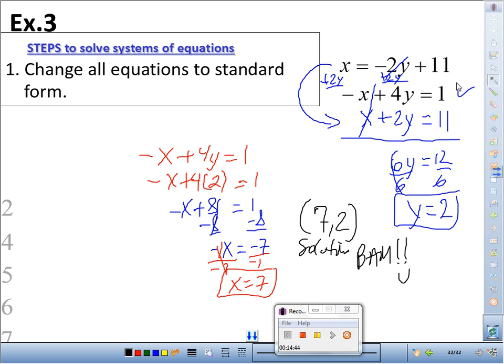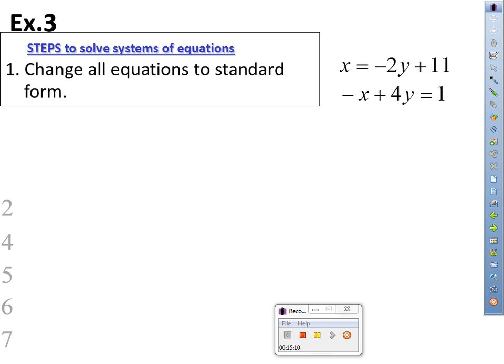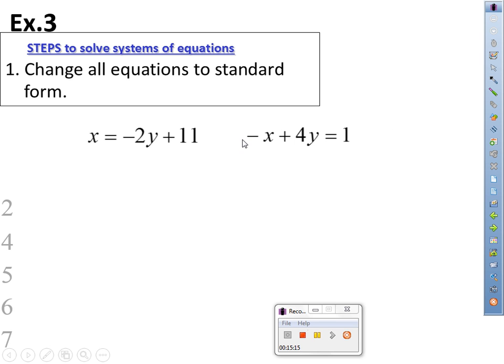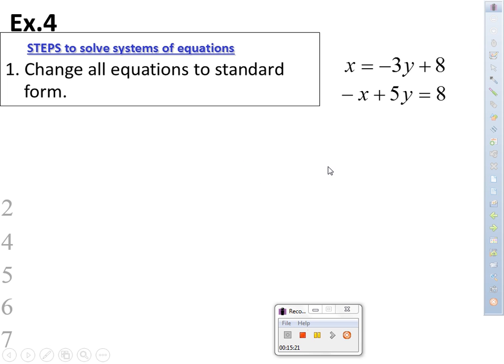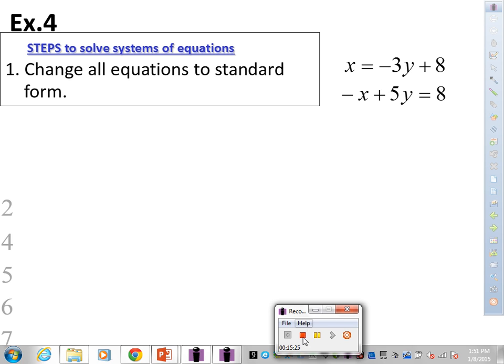Number 4. Copy this one, please. Some of you stared at your hand like, really? Copy this one. Example number 4. x equals negative 3y plus 8, and negative x plus 5y equals 8. Copy that. See if you can do that one by yourself. Go.